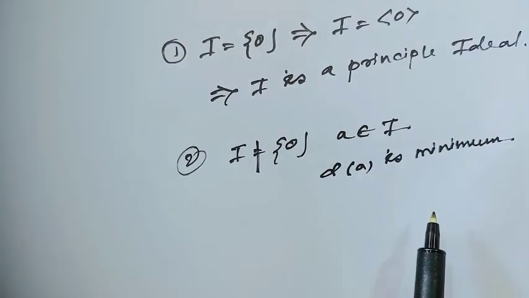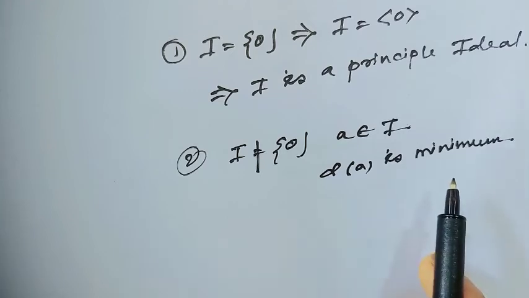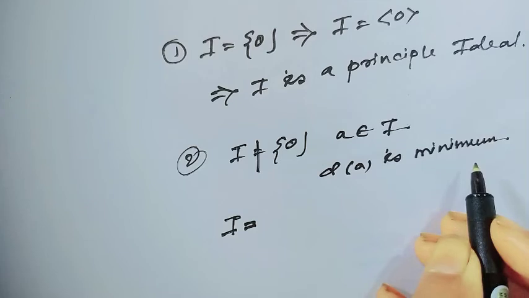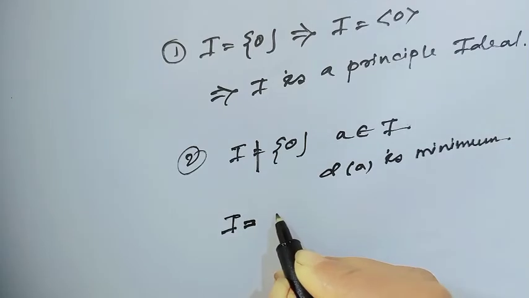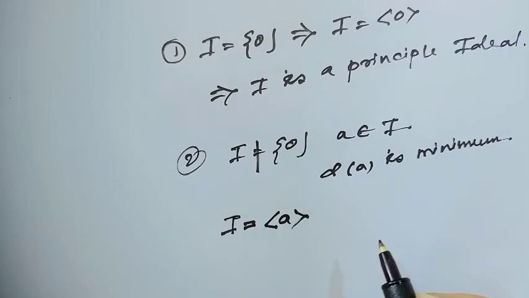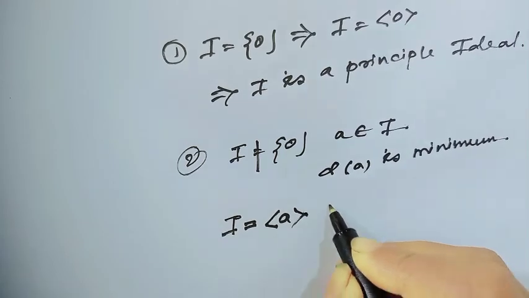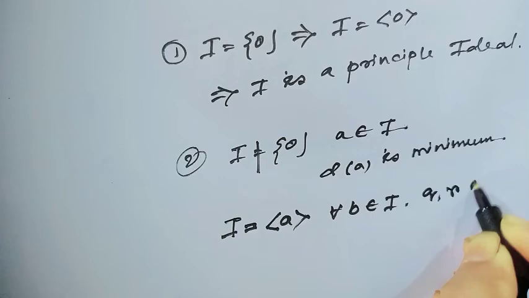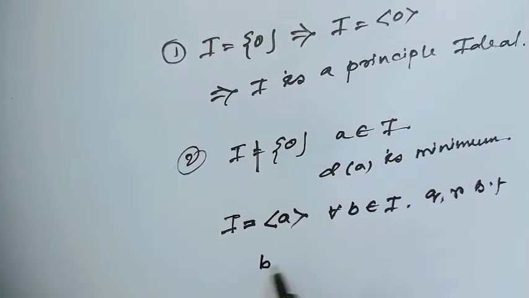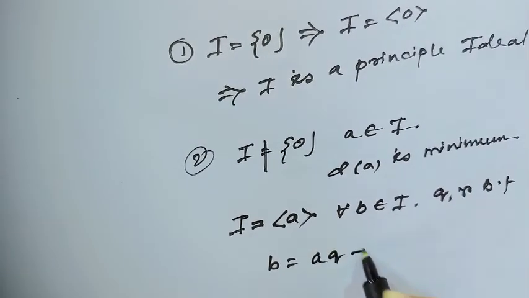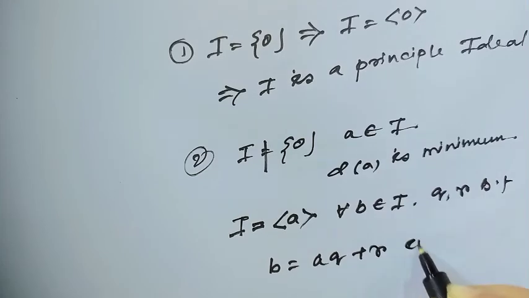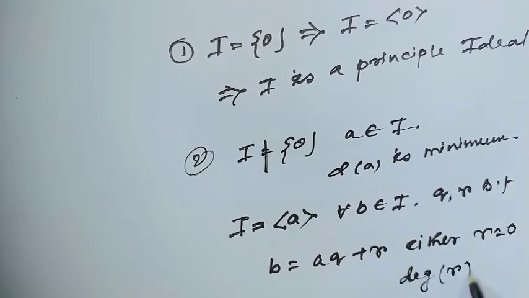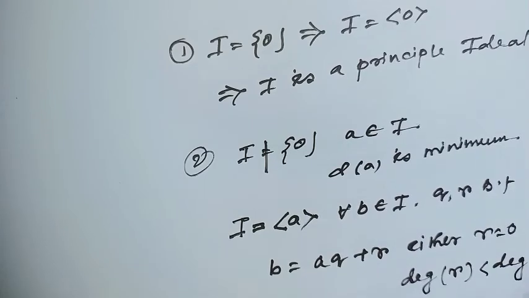For Euclidean domain, I have considered such function. Then, since degree of A is minimum, I is generated by the singleton set A. Then for B belongs to I, there exist Q and R such that B equals AQ plus R, where either R equals 0 or degree of R is less than degree of A.